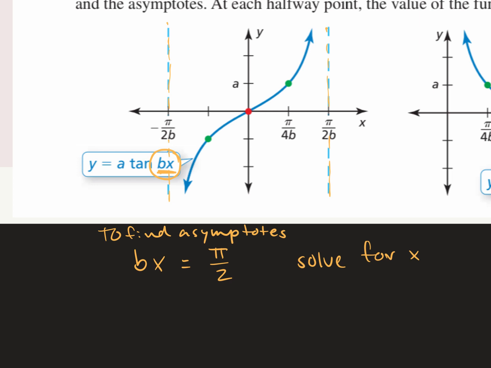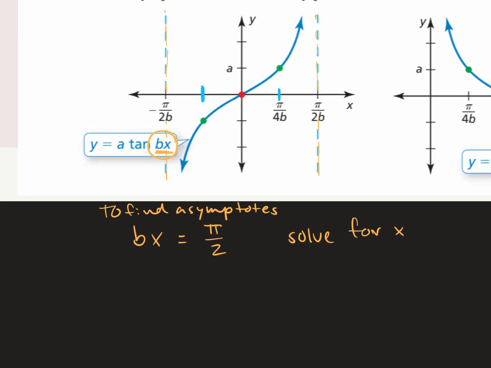And then we need to find key points. So each graph is going to have 3 key points. To find our x value of those key points, we take the asymptote and multiply by 1/2. So we're just cutting it in half because it's halfway in between 0 and the asymptote. So whatever our asymptote is, we take the asymptote and multiply by 1/2 to find the key points.